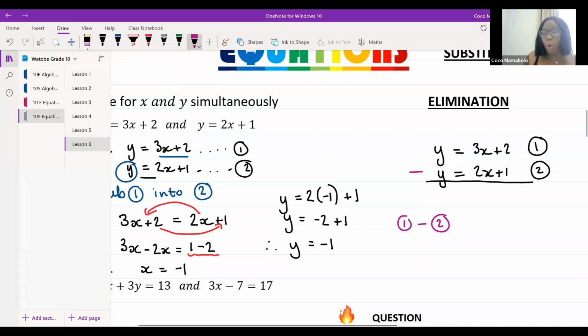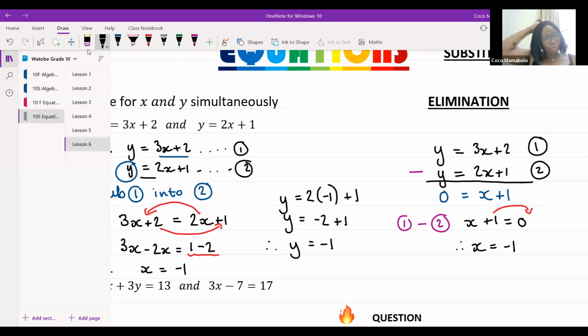We can go y minus y is going to give us 0, which is equal to 3x minus 2x, guys, will give me 1x or just x. And 2 minus 1 will give me +1. Now, this is all I have to solve for. What I have left here is x plus 1 is equal to 0. And then I can just take the 1 over to the other side. Therefore, x is equal to -1. Does that make sense, Brayden? I hope that made sense.